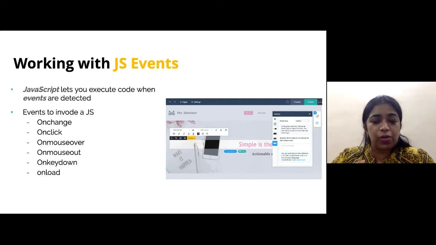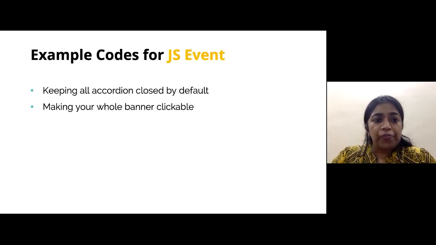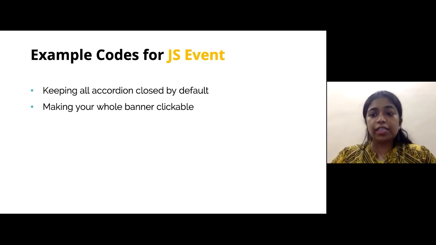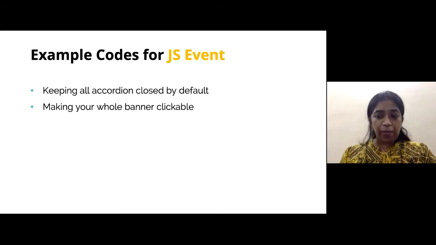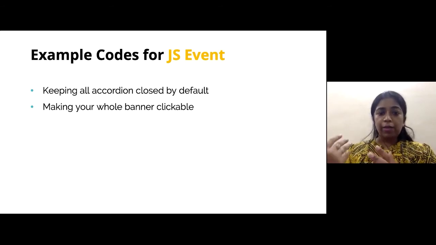It's a little confusing. It took me a long time to understand a bit about it, so we'll just see it based on examples. These two examples are about making a whole banner clickable. Basically, when I click anywhere on the banner, I want it to take me to a different URL. That's what we mean by clickable.